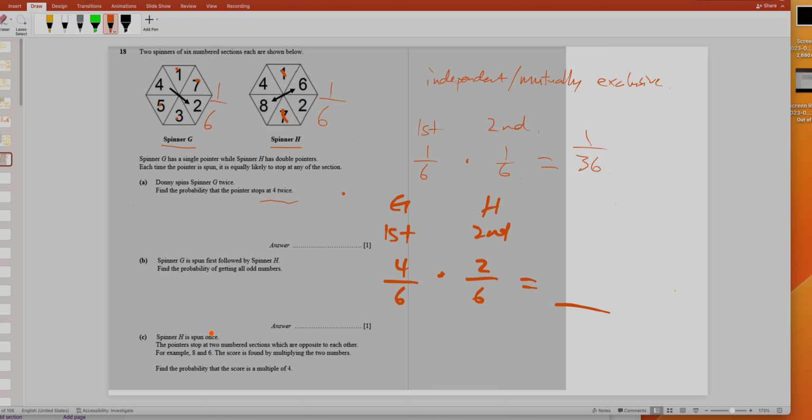Then spinner H is spun once. The pointer stops at 2 numbered sections which are opposite to each other. So for example 8 and 6, the score is found by multiplying the two numbers. So what's the meaning of this? Pointers stop at 2 numbered sections which are opposite to each other. So basically opposite of each other, like diagonally opposite. Then they say, for example, 8 and 6, the score is found by multiplying the two numbers.